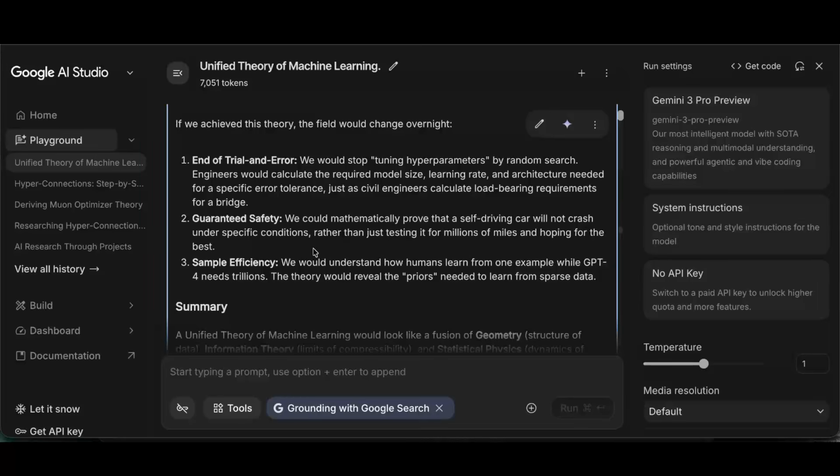That's gonna be some quick thoughts on a unified theory of machine learning. I don't know when it's coming. Probably it's coming sometime in the future.